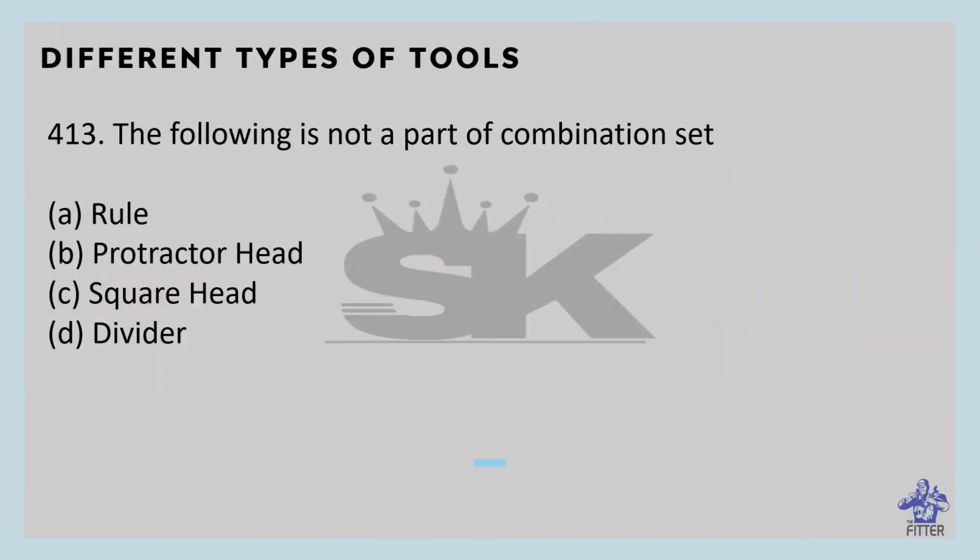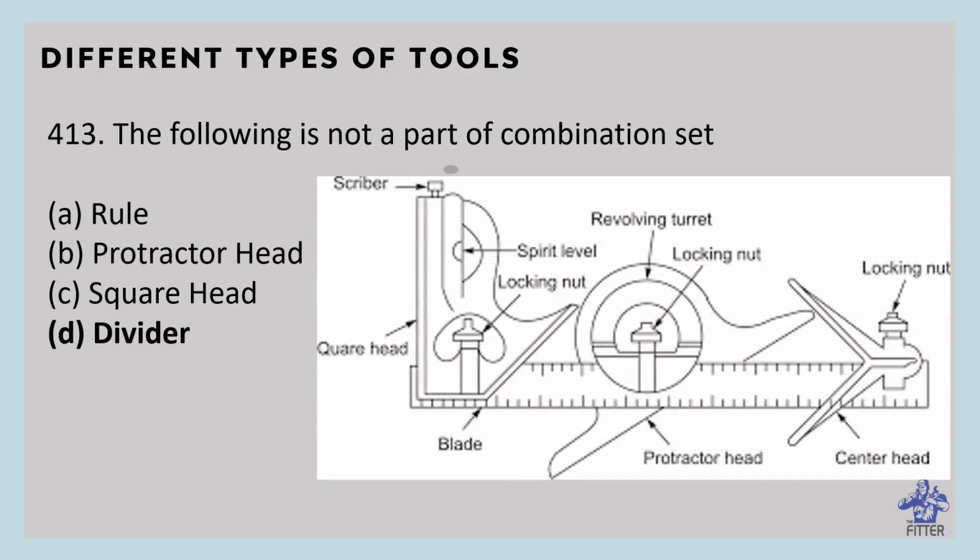The following is not a part of combination set. That is divider. Divider is not there. By looking at the answers, we can decide, right? So there is no divider here.